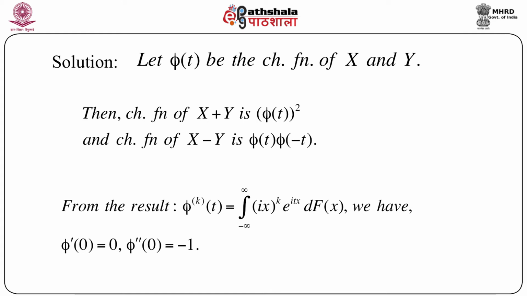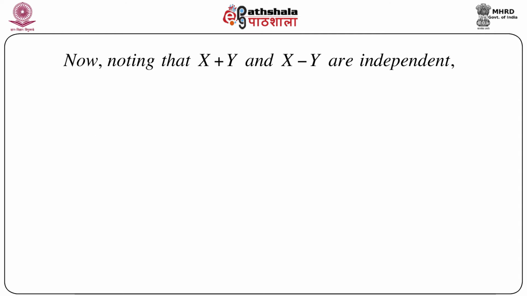We know that the kth order derivative of phi(t), that is phi^(k)(t), is the integral from minus infinity to infinity of (ix)^k e^(itx) dF(x). And from here we have phi'(0) as 0 and phi''(0) as minus 1. It's very interesting to see.